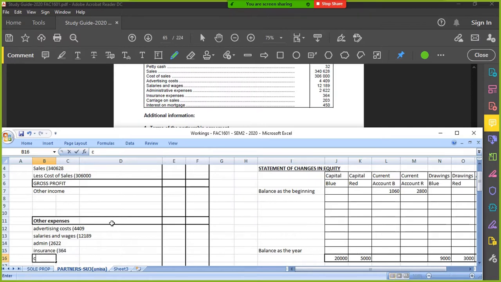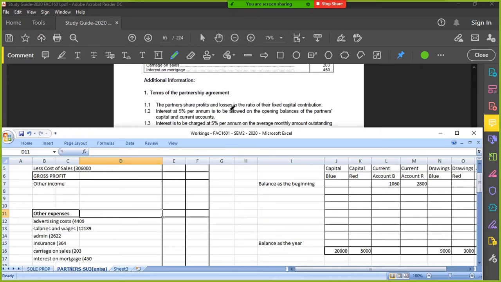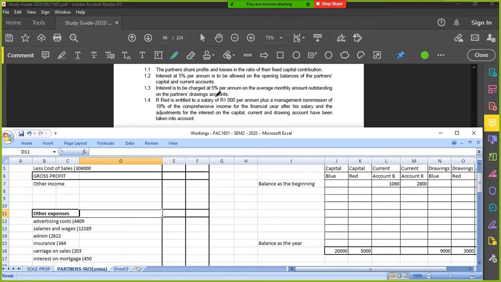Okay, carriage on sales, that's delivery cost for sales. It's not related to inventory. So carriage on sales is separate delivery costs. Normal delivery expenses, other expenses. 203. Interest on mortgage is a financing cost. We're just going to disclose it separately. $450. Right, there's your easy marks. Have I looked at all the balances? Yes. Now I just need to go through each and every one of these points.